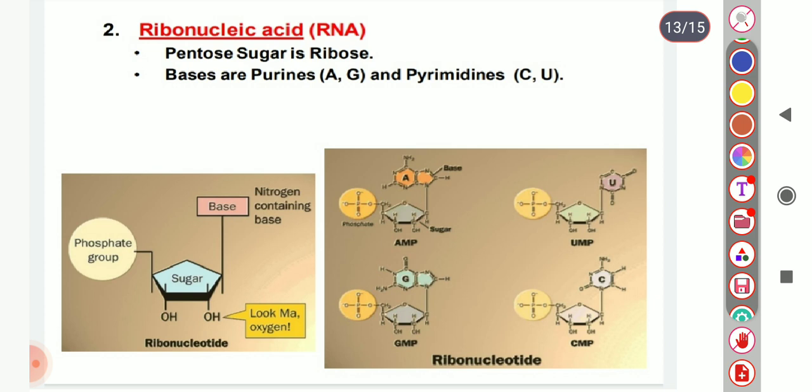pentose sugar, and because of these oxygen groups it is called ribonucleic acid, and these are ribonucleotides. Here uracil is present, here adenine is present, here guanine is present, and cytosine is present. So they are called AMP, UMP, GMP, and CMP.